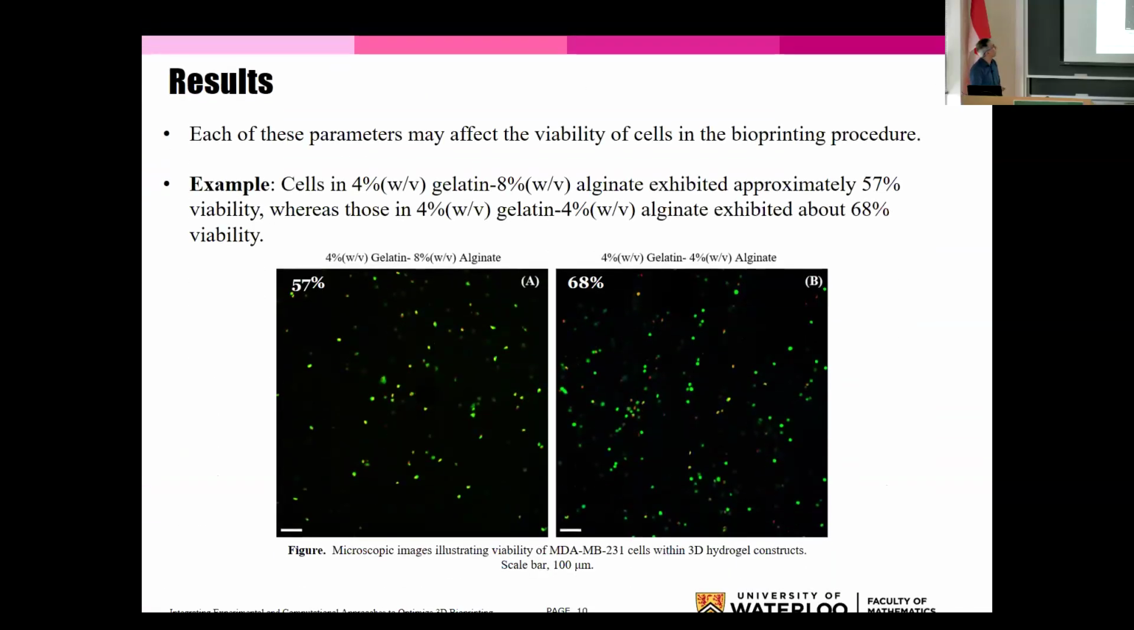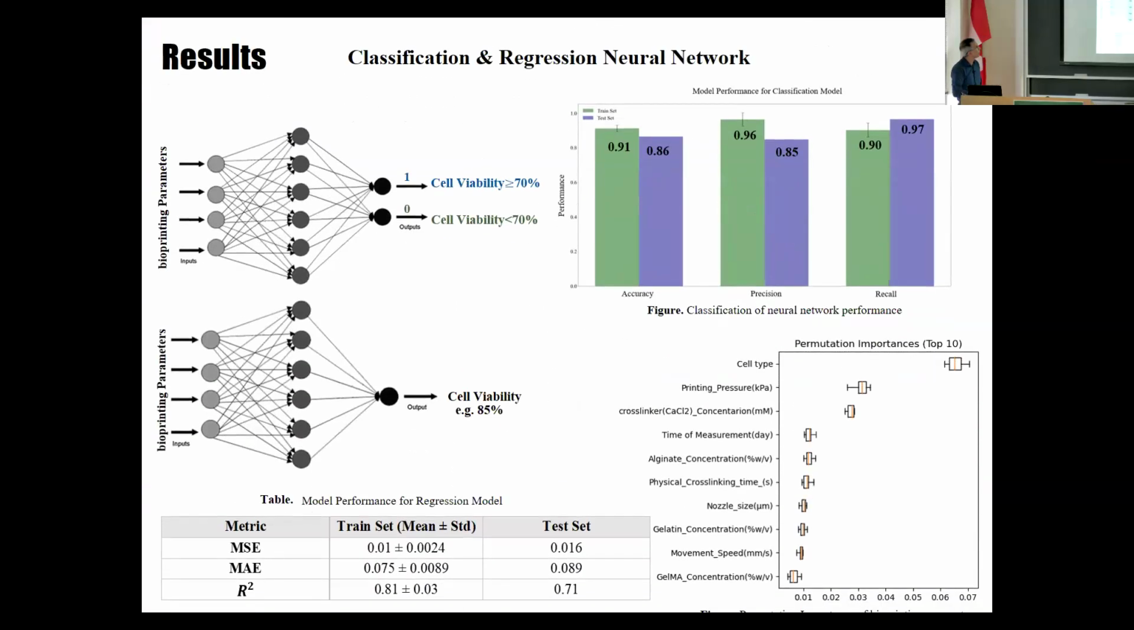This is an example of what we observe in the experiment. We know, for example, the concentration that we have used for the biomaterial. This gives me, for example, 57% viability. This one gives me 68%. Higher cell viability is better for us. And then we did this classification and regression problem. I'm going to go a little bit fast here because there is not much time.